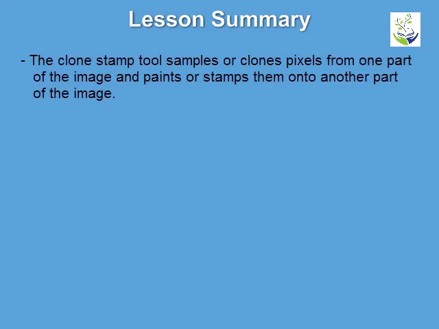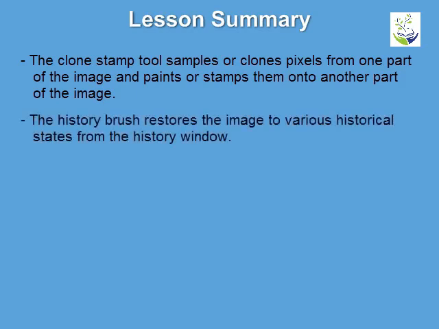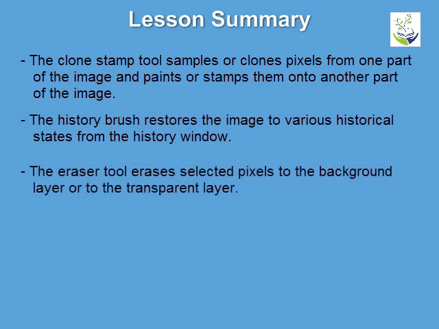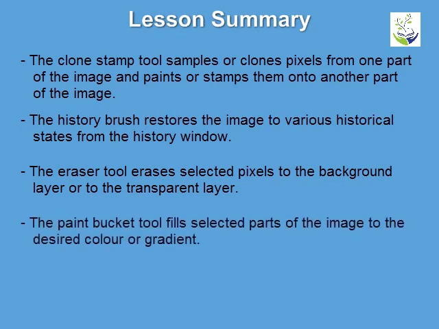The clone stamp tool samples or clones pixels from one part of the image and paints or stamps them onto another part of the image. The history brush restores the image to various historical states from the history window. The eraser tool erases selected pixels to the background layer or to the transparent layer. The paint bucket tool fills selected parts of the image to the desired color or gradient.